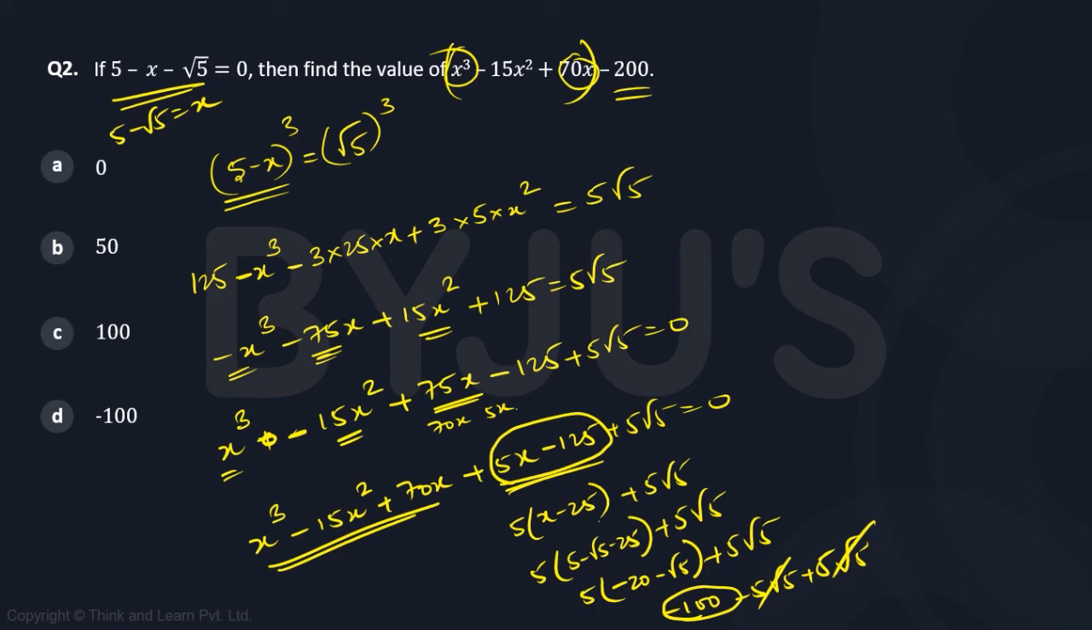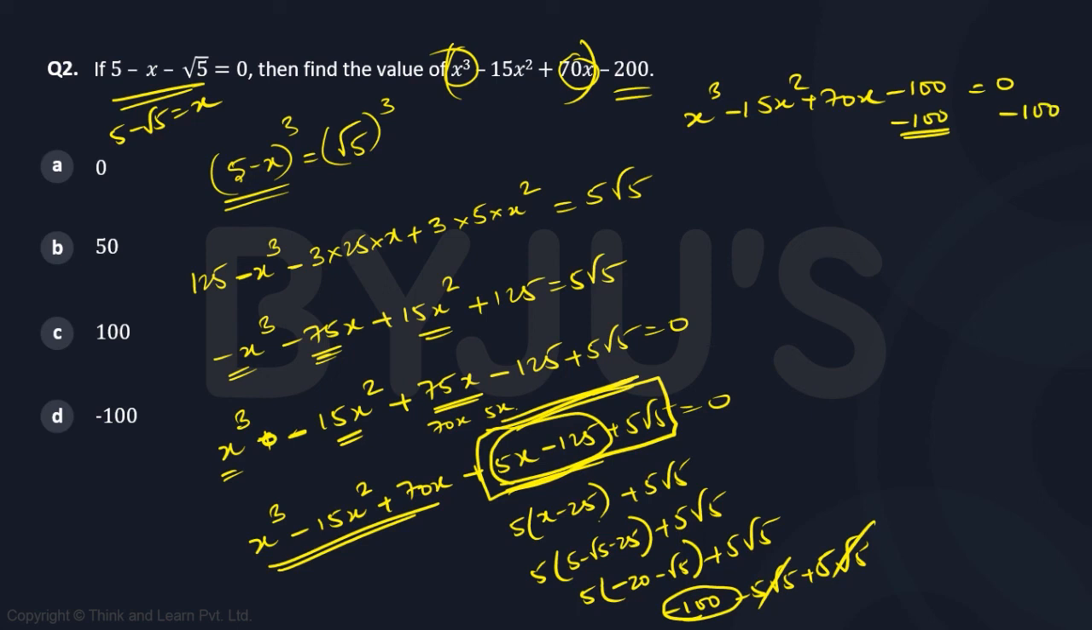So what I do is, x cube minus 15x square plus 70x is as it is. This entire part got simplified into a minus 100. So I will add another minus 100. So this is equal to 0. So if I add one more minus 100 on the left hand side, I should also add a minus 100 on the right hand side. So finally, I will get what I want. Minus 200 should be equal to minus 100. So the correct answer is option D.